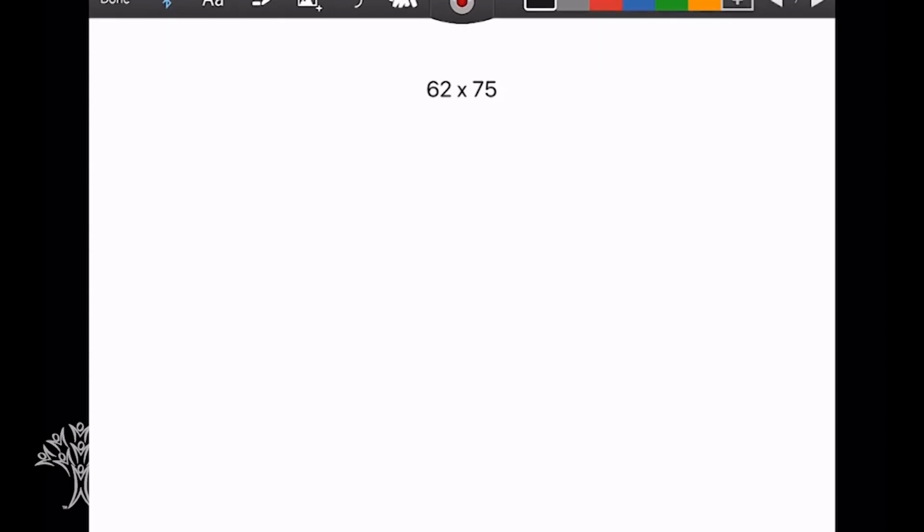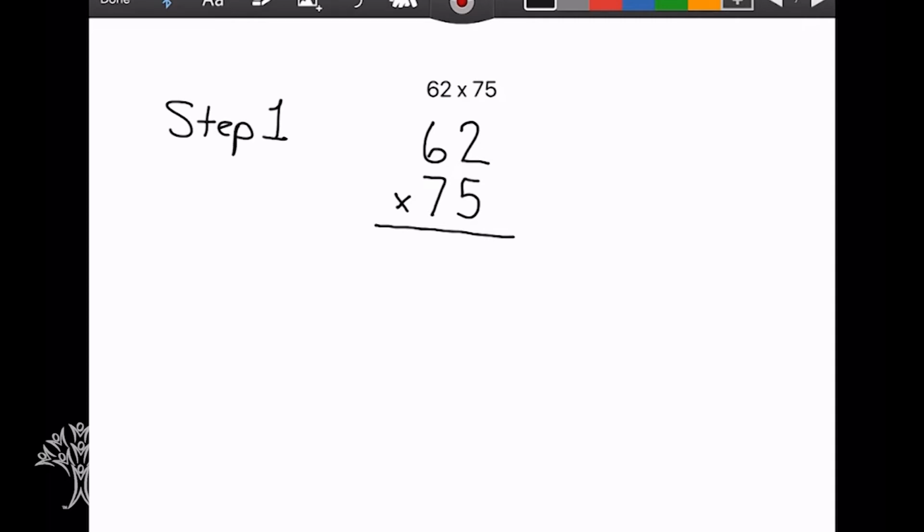Okay, so hopefully you're remembering that you need to set it up in standard algorithm of 62 times 75. So there's step 1. Get it set up. Step 2, what's that? Can you remember what the process is? What do you need to do? So step 2 is our multiplication part.